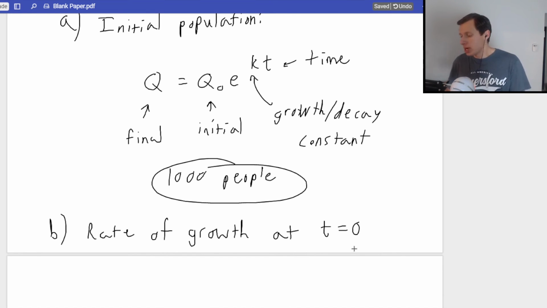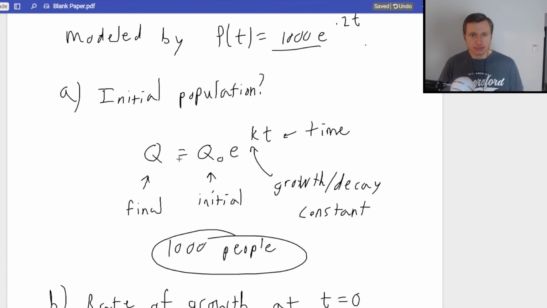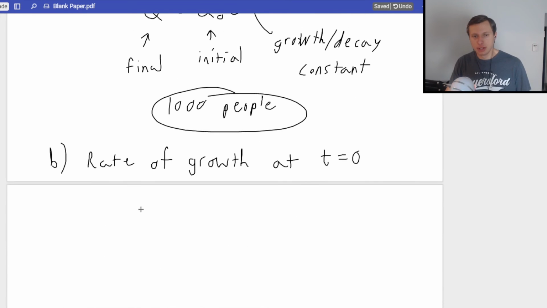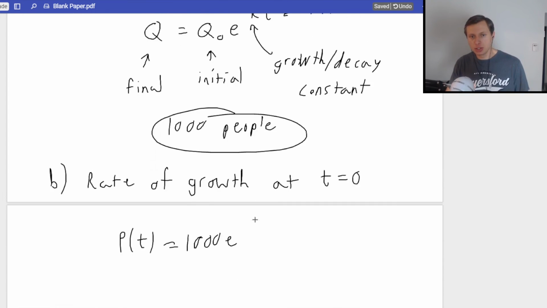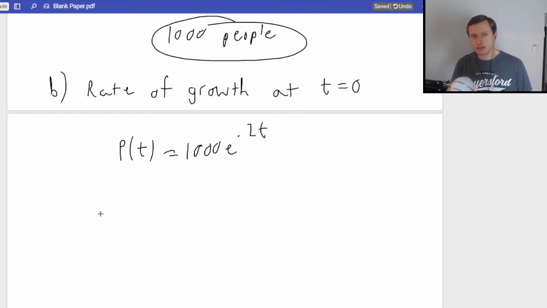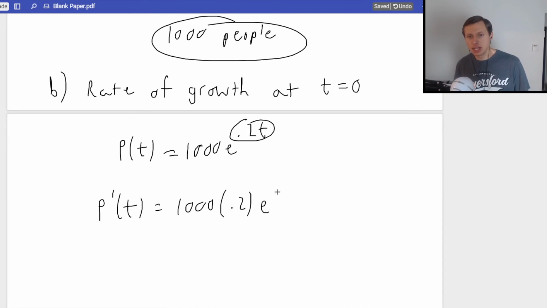So if you remember, a rate of growth, a rate is a change in something over change in time, which means derivative in calculus. In other words, I want to take the derivative. If P of t is 1000 e to the 0.2 t power, then I need to take the derivative of this. P prime of t is going to be 1000, because that's just the coefficient, right? Times the derivative of 0.2 t, which is just 0.2, times e to the 0.2 t power. Hopefully you remember your derivatives of exponential functions.